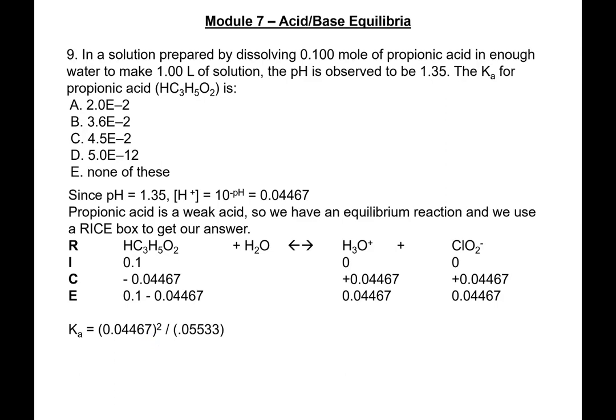So K is just 0.04467 squared divided by 0.1 minus 0.04467, and I do that calculation. I get 0.036, which is 3.6 times 10 to the minus second. I look at my list of possible answers, and I can see that answer B is my correct answer.